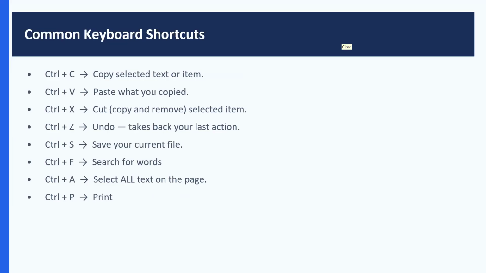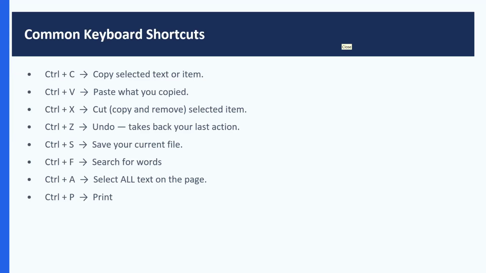So the next one are common keyboard shortcuts. These are really useful to know. There should be a button on most computers that's Control, or some of them will be Command. If you hold Control and C at the same time while highlighting something, it'll copy whatever you're highlighting. And then if you press Control V, it will paste whatever you copied.